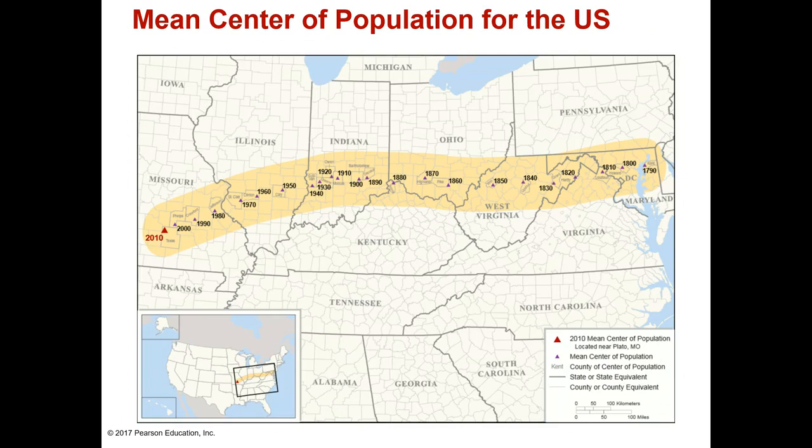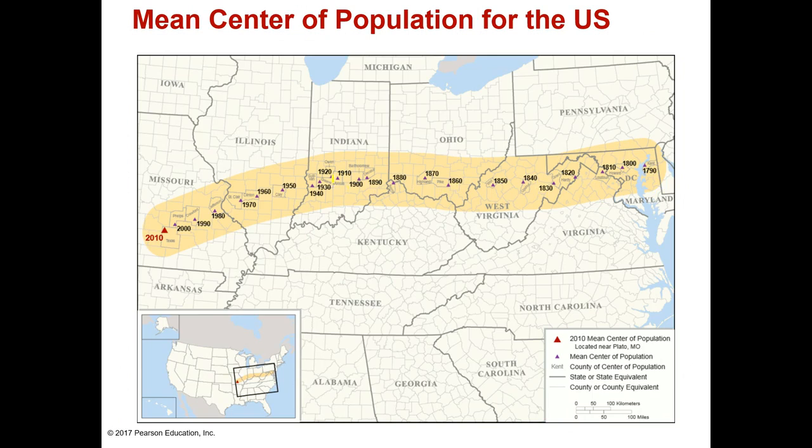And this is where the population of the US has been moving over time. This shows the mean center of population for the continental United States. So in 1790, it was a little bit north of Washington, D.C. And then more and more people started moving west. The mean center of population of the country started to move west.